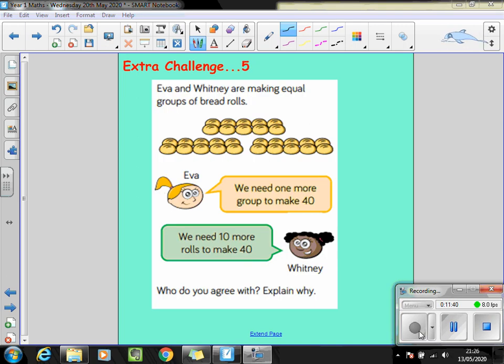Extra challenge 5 is a chance for you to again explain and reason why you think what you think. Eva and Whitney are making equal groups of bread rolls. Eva said, "We need one more group to make 40." Whitney said, "We need 10 more rolls to make 40." Who do you agree with? Can you explain why?